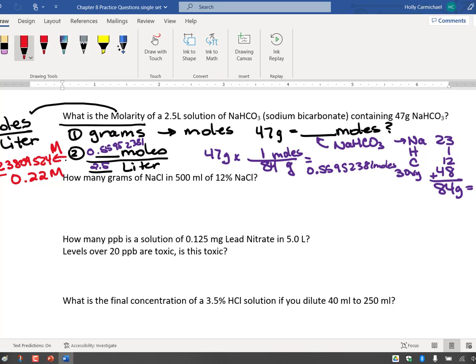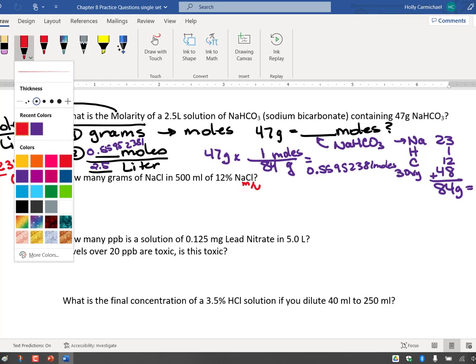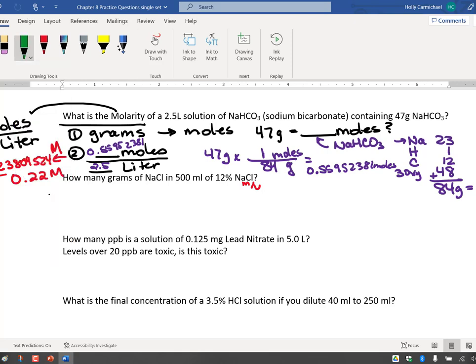So if I have 500 milliliters of a 12% sodium chloride solution, and again, this would be mass to volume, 12% means what? So this means 12 grams of sodium chloride per 100 milliliters of the solution. So then I multiply it times the volume. Concentration times volume.